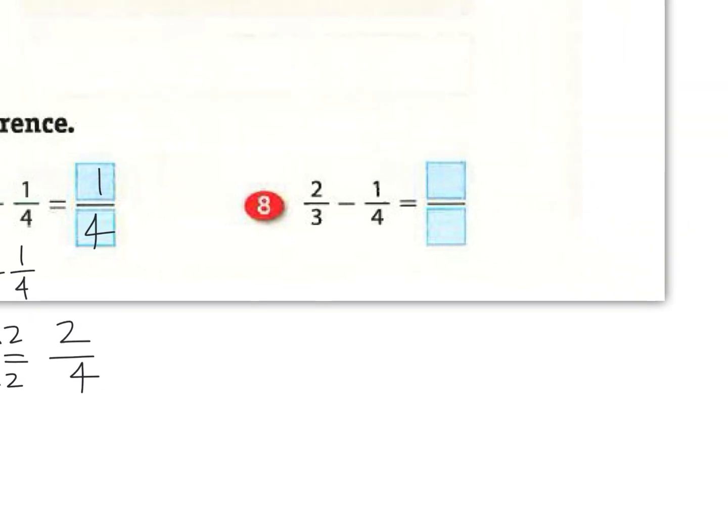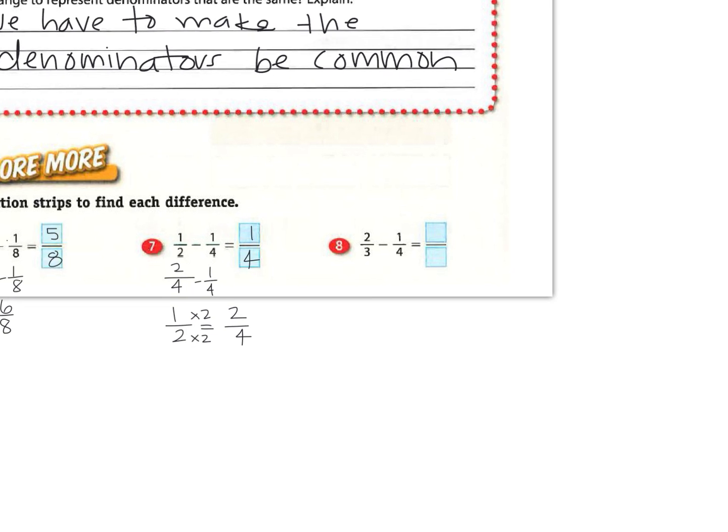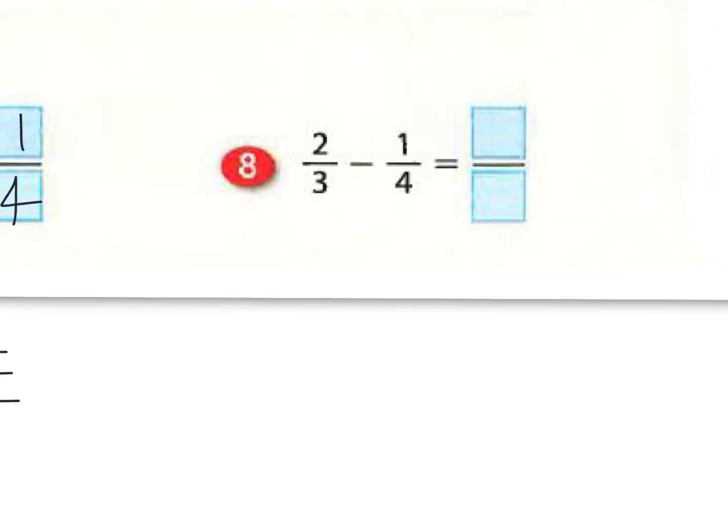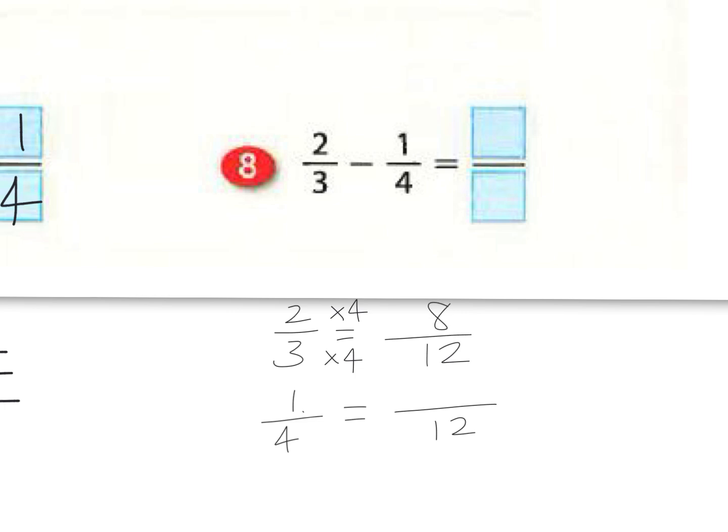And then over here, this last one, we have thirds and fourths. Now we have to change both of those because 3 does not go into fourths. So 2/3 equals something, and 1/4 is going to equal something else. We know that 3 and 4 go into 12. So we could do 3 times 4 equals 12, and then we'd have to do 2 times 4 equals 8. So we have 8/12 minus, and then 4 times 3 is 12, and 1 times 3 is 3. So 8/12 minus 3/12 equals 5/12.